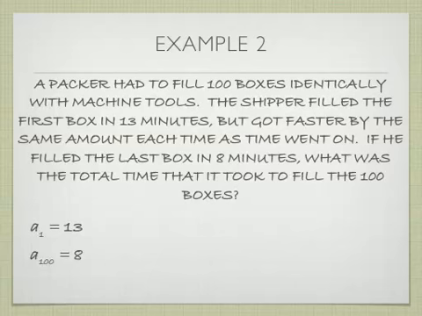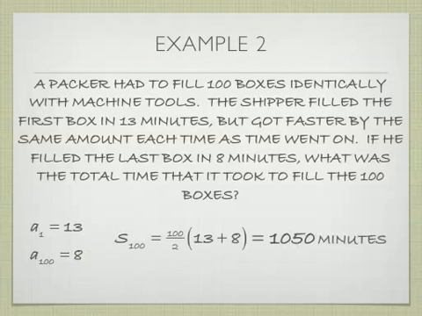So we know our first term, we know our nth term, so we're going to be able to find the sum of the first 100 terms. It'll be 100 over 2 times the quantity of 13 plus 8. After simplifying this, we get 1,050 minutes, by the way. So it took 1,050 minutes to fill all of those boxes. If you want to, you can always turn that over into hours and minutes if you want to see exactly how much time it took. Some people can't think in minutes.